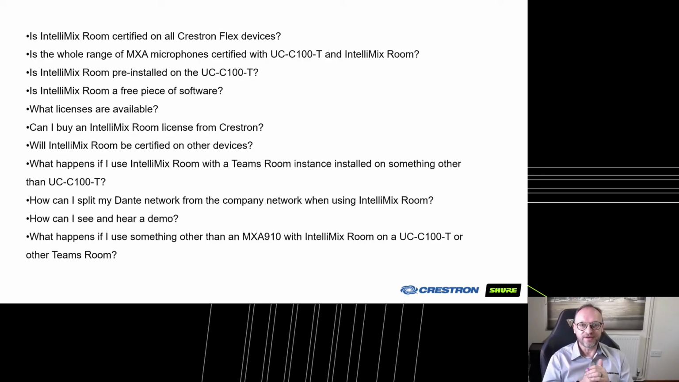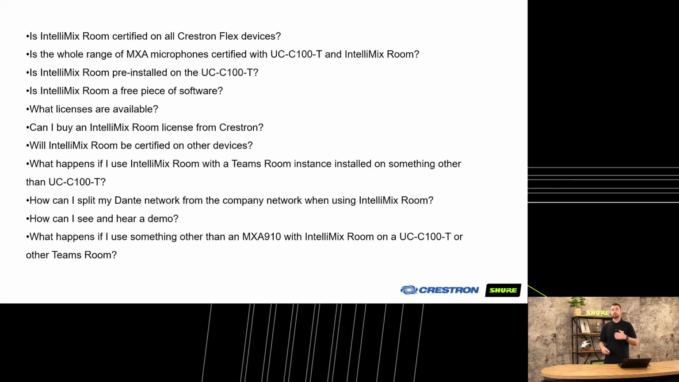And what happens if I use something other than the MXA910 with the IntelliMix room on our UCC100T or indeed on any other Teams room? The behavior of IntelliMix room and the Teams room will be the same when using an MXA910. You can choose whichever microphone and overall audio setup which best suits the application. However, the end-to-end system is not certified for Microsoft Teams unless listed in the Microsoft Teams room requirements list.